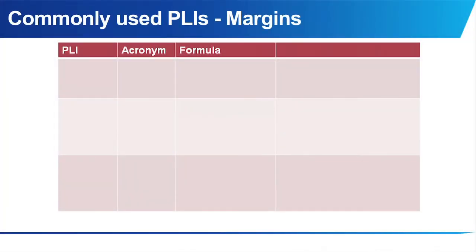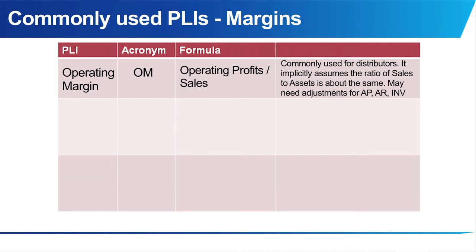Among the margin-based PLIs, operating margin, defined as operating profits over sales, is commonly used for distributors, since the cost of goods sold is the transfer price. In order to improve comparability, it can be adjusted for accounts payable, accounts receivable, and inventory.